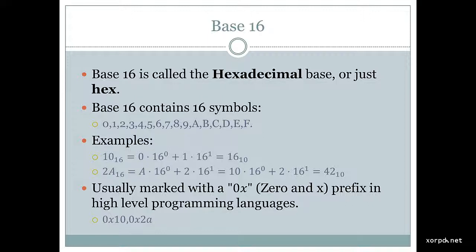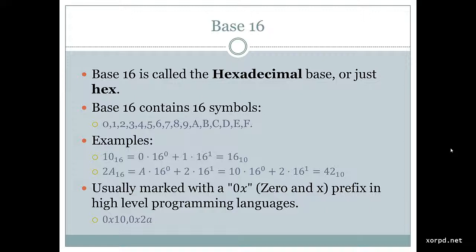Base 16 is called the hexadecimal base, or just hex. Base 16 contains 16 symbols. Those would be the numbers from 0 to 9, and the letters A, B, C, D, E, and F. They don't have to be capitalized. Sometimes people use the lowercase letters to indicate the numbers. Some examples.